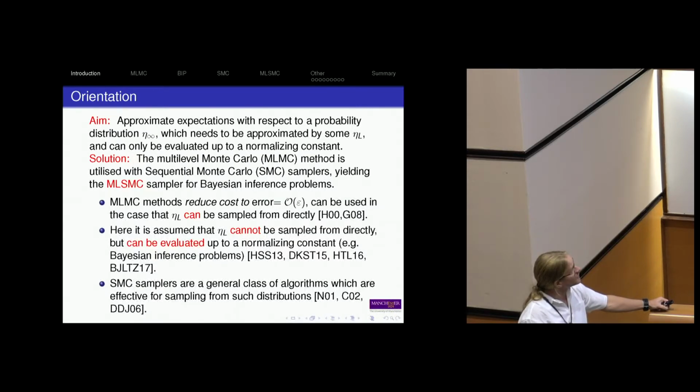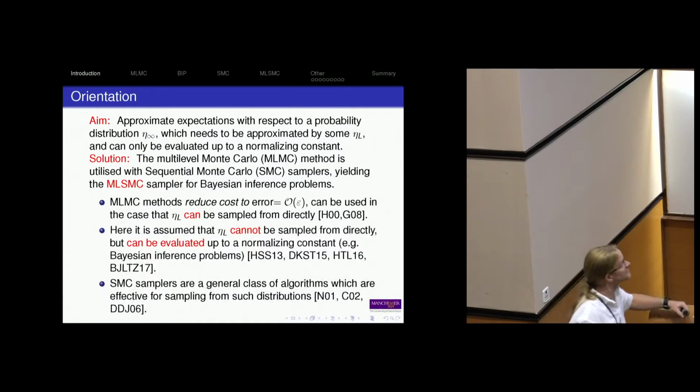This paper is Heinrich from 2000, and this is a paper by Mike Giles in 2008. So the methodology first appeared in this Heinrich paper, and there was very little work until 2008 when Mike Giles used that methodology to estimate expectations corresponding to option pricing. And subsequent to that paper of Giles in 2008, there has been quite a bit of work in this area.